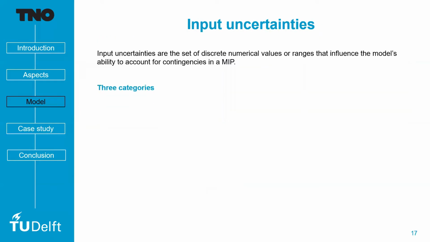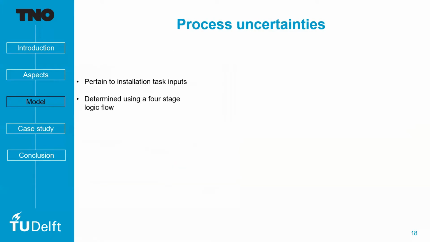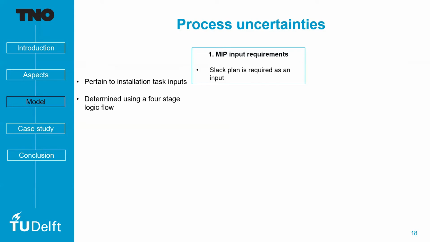So now that this is clear, there are other uncertainties that need to be accounted for when installing a cable. Some of these uncertainties have been classified into 3 categories: process uncertainties, asset constraint uncertainties, and installation strategy uncertainties. The role of these uncertainties is to set accurate weather windows per installation process and to identify MIP bottlenecks. So process uncertainties are basically installation task inputs determined using a 4-stage logic flow.